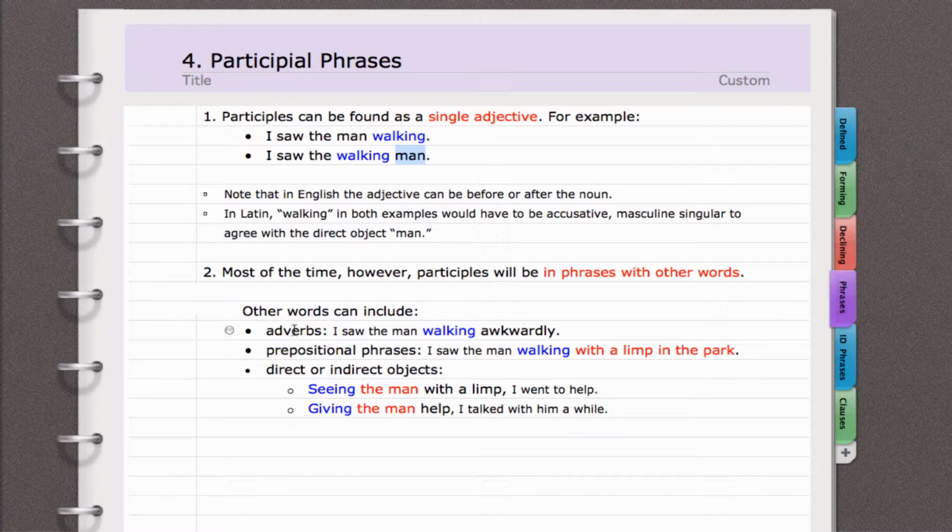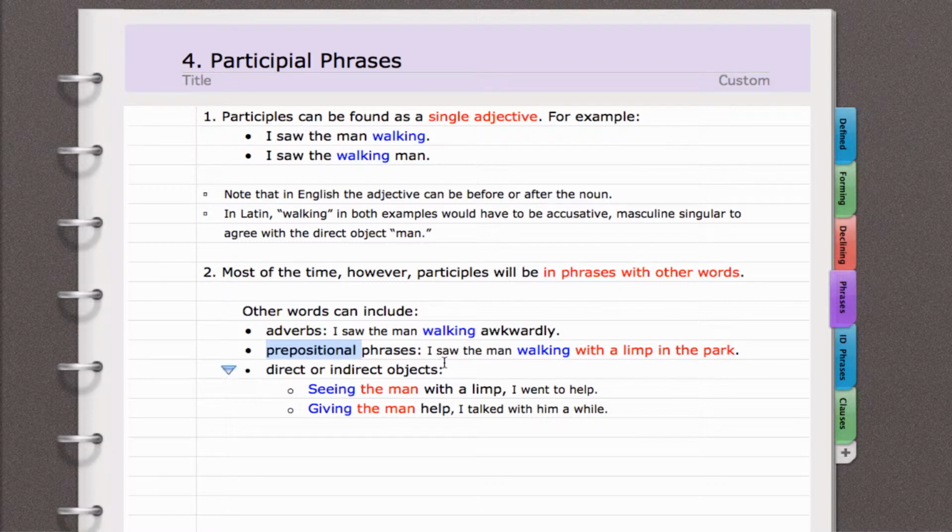Other words can include adverbs. I saw the man walking awkwardly. Notice that in English, when you have a participial phrase, it usually comes after the word that the participle modifies. You could say, I saw the awkwardly walking man, but that would be a little bit weird. You can additionally have prepositional phrases. I saw the man walking with a limp in the park.